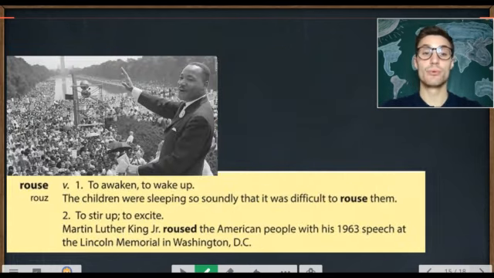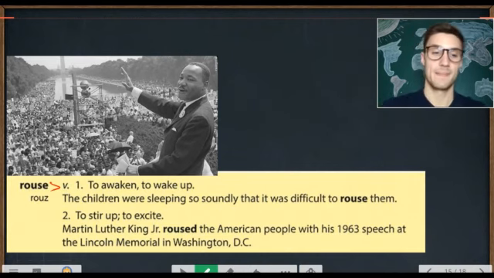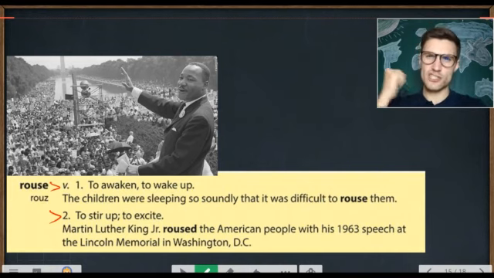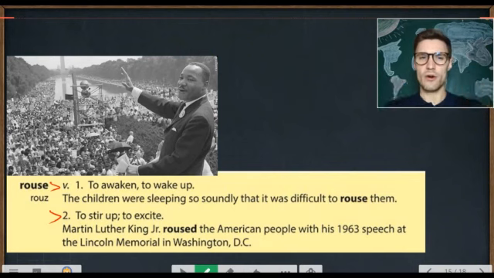Next up, it's rouse. Rouse has two verb meanings. The first means to awaken, to wake up, to rouse. The children were sleeping so soundly that it was difficult to rouse them, to wake them up. The second verb meaning is to stir up, to excite. So if you rouse people, you excite them. Let's do it! All together! 1, 2, 3, go! Yeah!